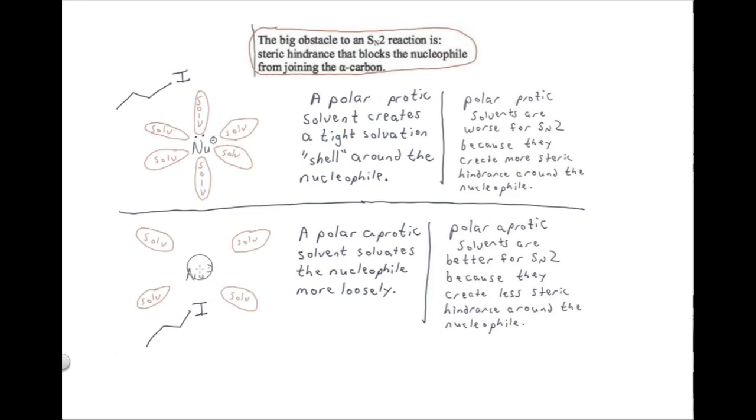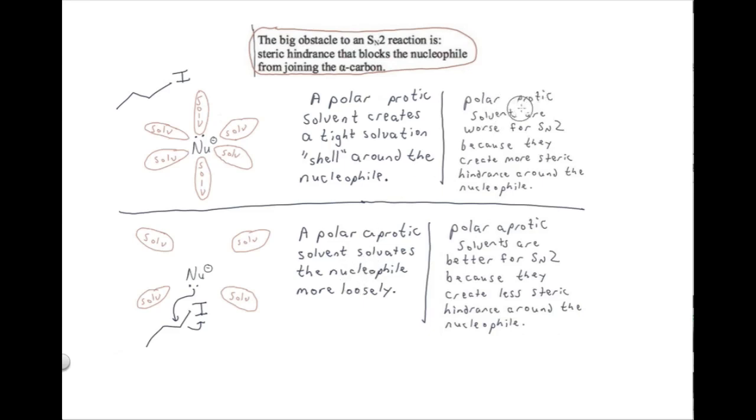On the other hand, in this case where the nucleophile is solvated more loosely by the solvent molecules, it will be much easier for the nucleophile to get close enough to the alpha carbon to attack it for an SN2 reaction. So the polar aprotic solvent is better for SN2 because it creates less steric hindrance around the nucleophile, because the polar aprotic solvent molecules are solvating the nucleophile more loosely.